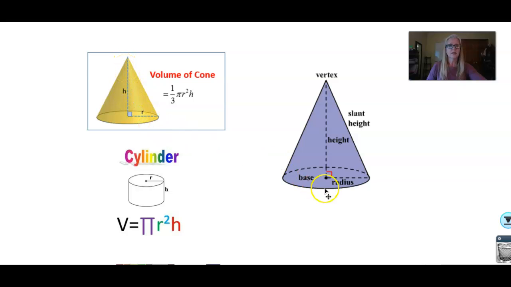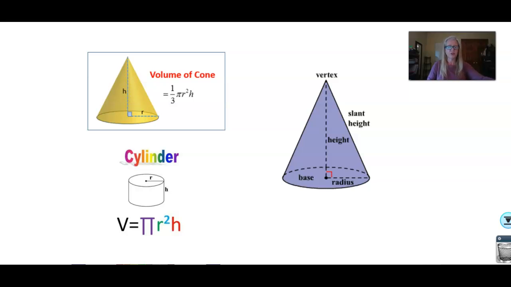Some vocabulary that you'll be asked to identify in the Edge Elastic assignment. This is the base of the cone, this circular base. The radius is the distance from the center of the circle to the edge. The height is how tall the cone is. The vertex of the cone is this top pointy part. And this distance is called the slant height. We encountered that when we were using the Pythagorean theorem.